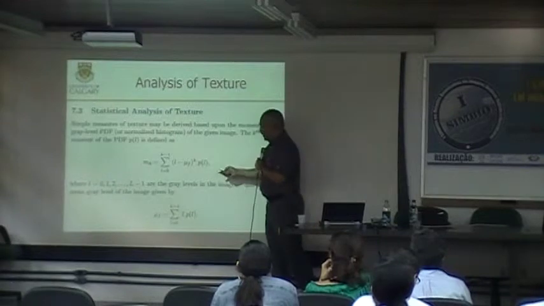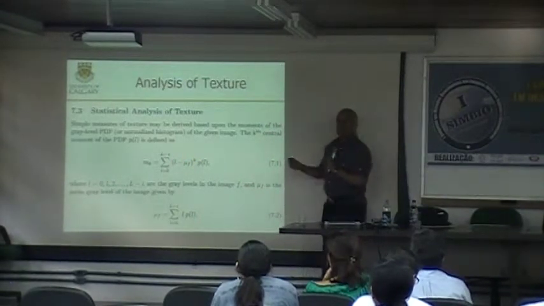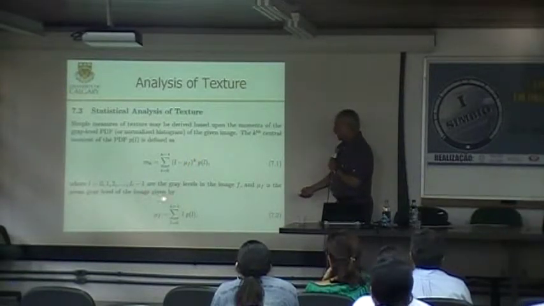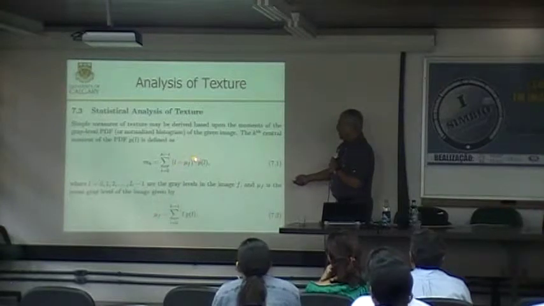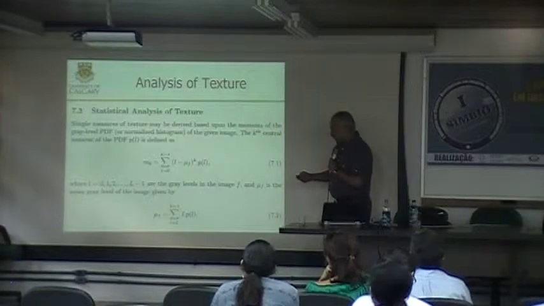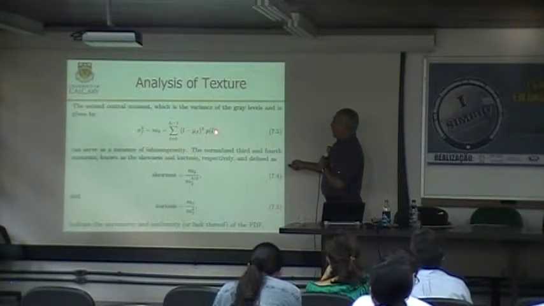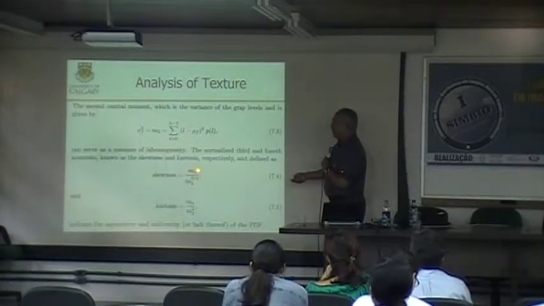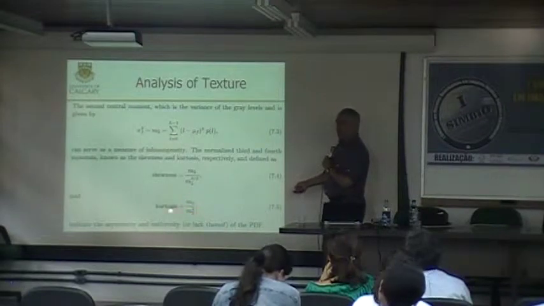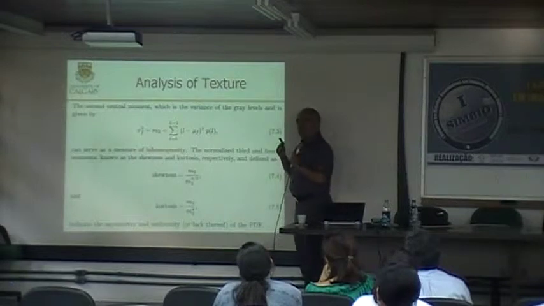The kth central moment is defined as the sum of (L minus the mean, μf) to the power of k, times P(L). So this is the central moment with respect to the mean of order k. The mean is the first moment without the central, sum of L times P(L). So that is the mean, no problem. Variance is the sum of (L minus mu) squared times P(L), skewness is M3 divided by M2 to the power of 3 over 2, and kurtosis is M4 divided by M2 squared. So these are known statistics of the histogram.